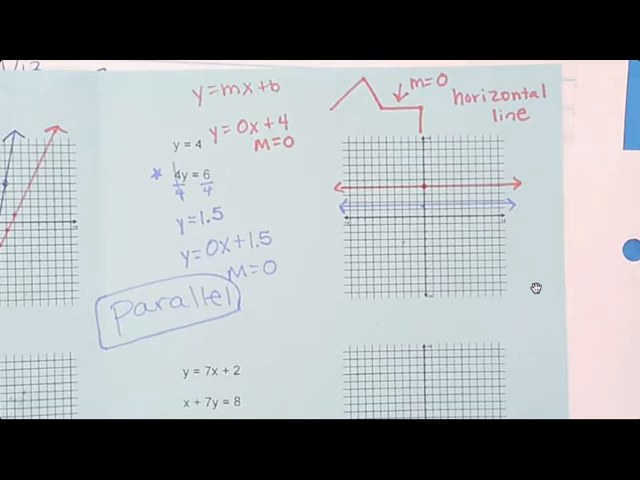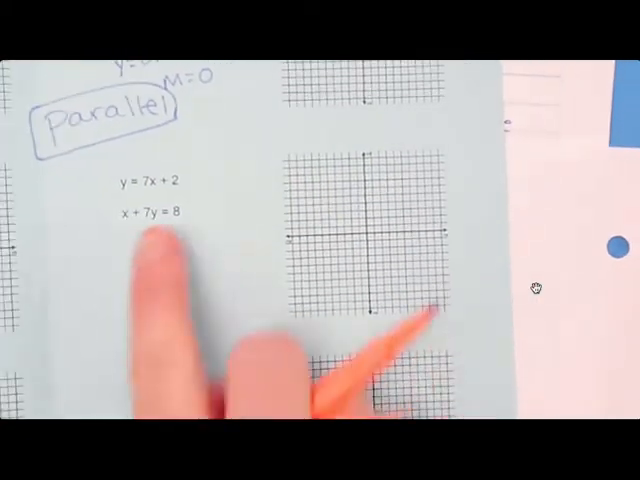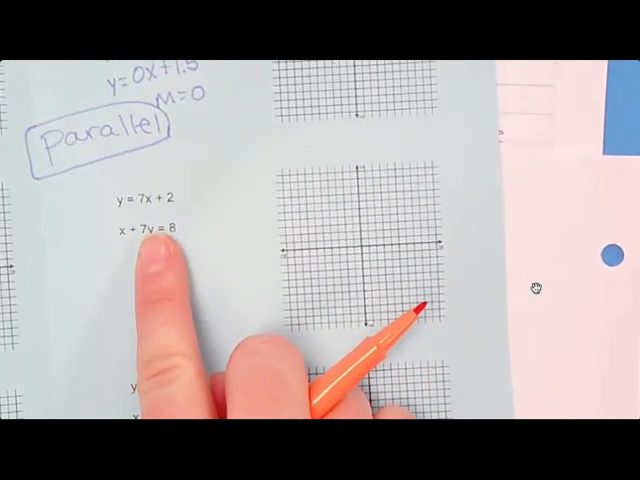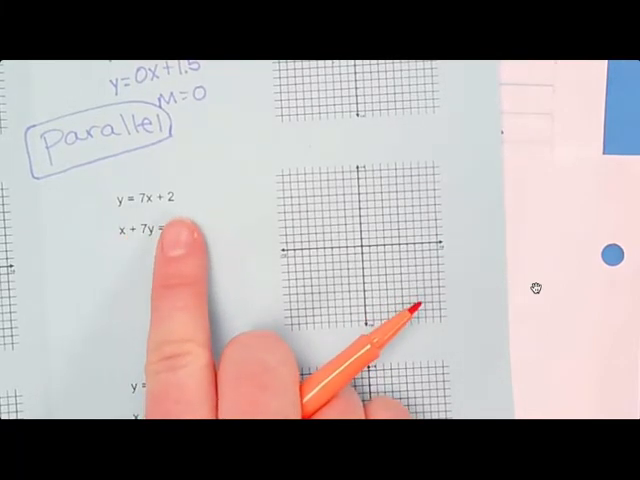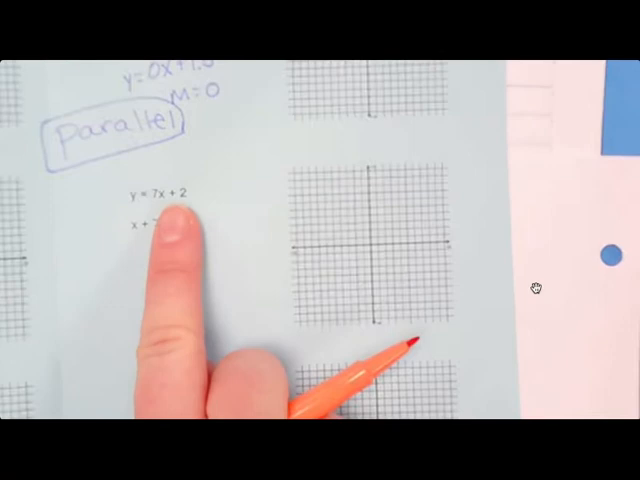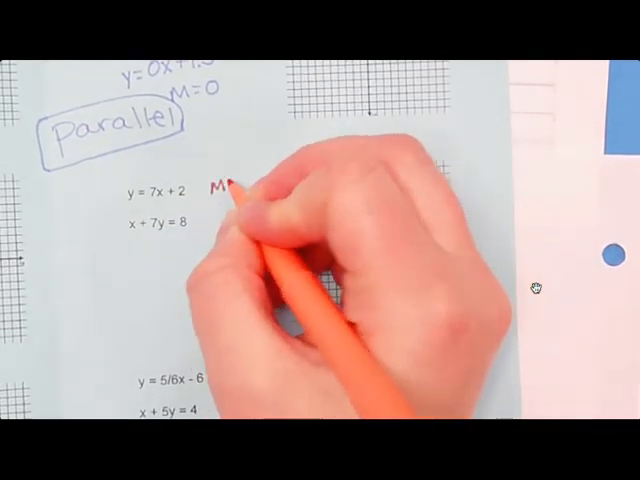Okay, the last one that we're going to do on this foldable is go down one. Make sure you check your equations before you start writing on the graph. Y equals 7x plus 2. So in this equation, what is our slope? Yeah, 7.